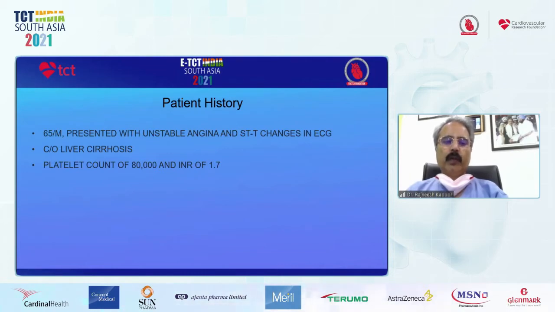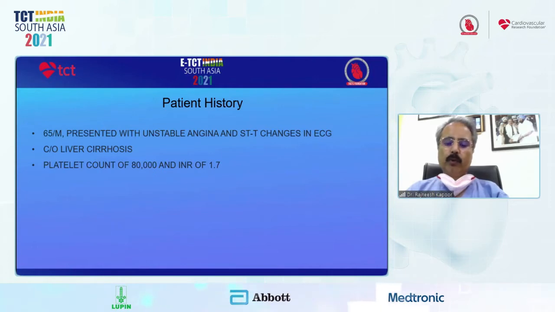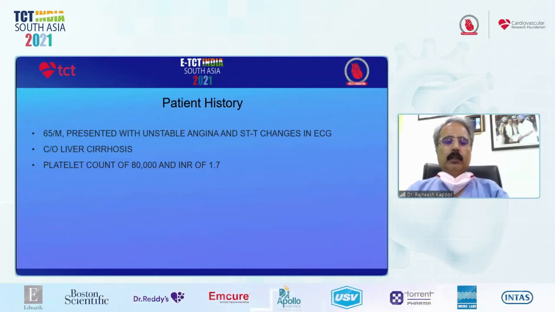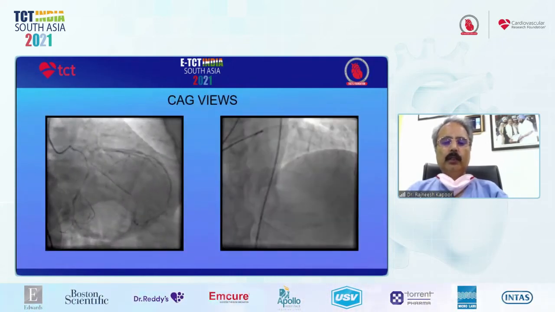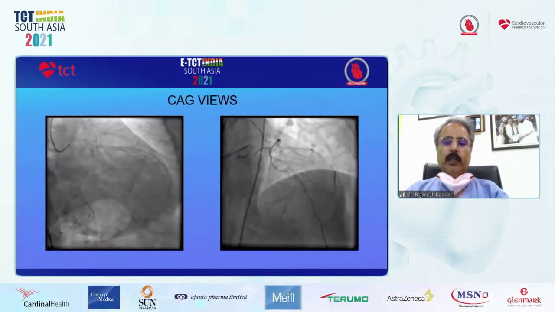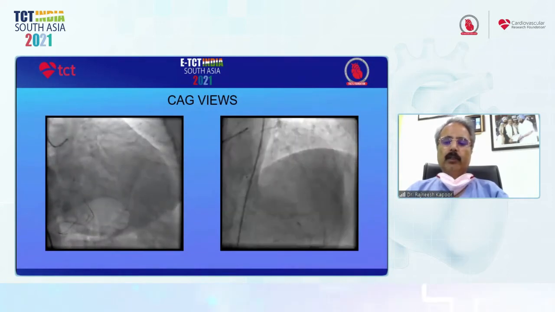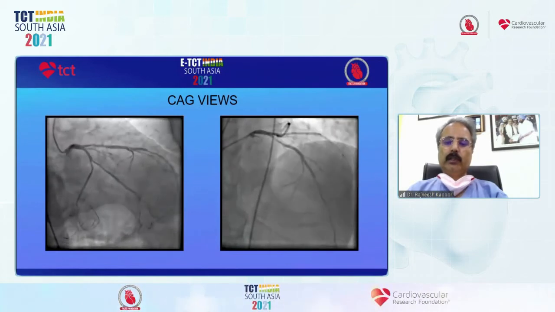This patient was a 65-year-old male who presented with unstable angina with ST-T changes in the ECG. Historically, the patient is an old patient of liver cirrhosis, and once we had done the investigations, the platelets were found to be 80,000 and a deranged INR. So this is the status of the patient, and see the coronaries. Obviously he was having unstable angina from a tight lesion in the proximal LAD. And not only that, there is some lesion in the mid LAD, and the RCA also was diffusely diseased.